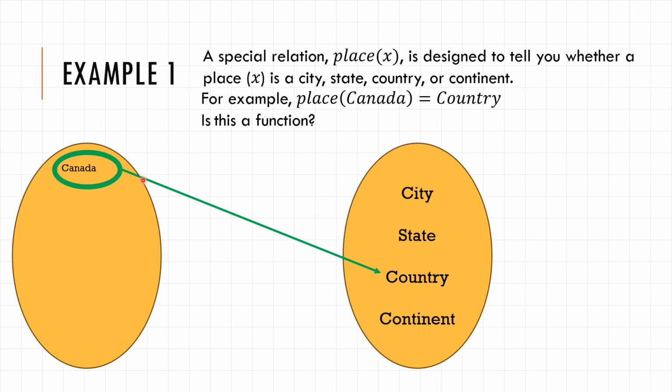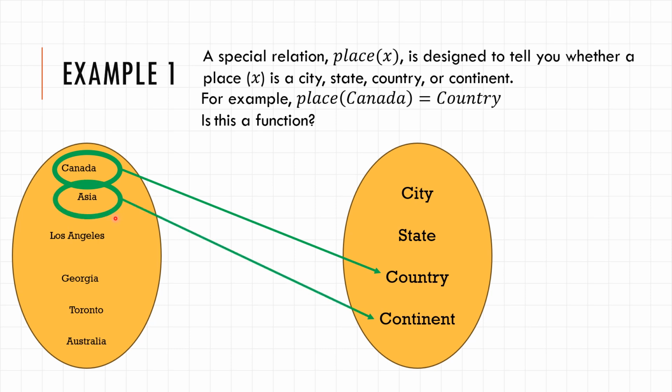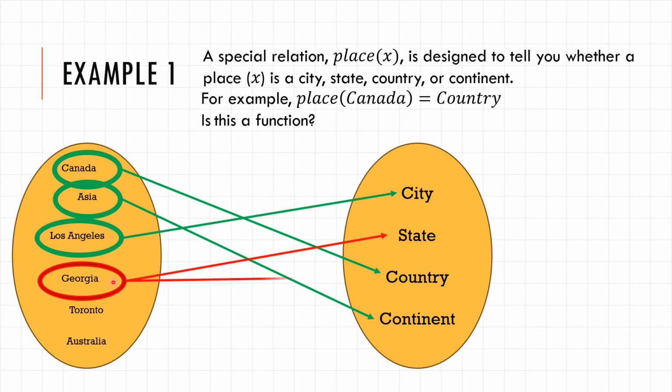Is this actually going to be a function, or is it just going to be a relation? Well, let's see what some of the possible inputs are. I could input something like Asia. Asia is a continent. Put something like LA in. LA is a city. I can say, hey, what is place at Georgia? And that actually would give me two different answers. Georgia is a state in the United States, but Georgia is also a country.